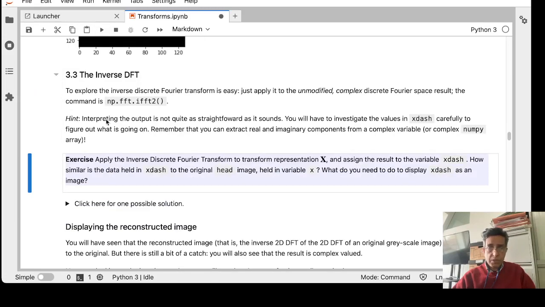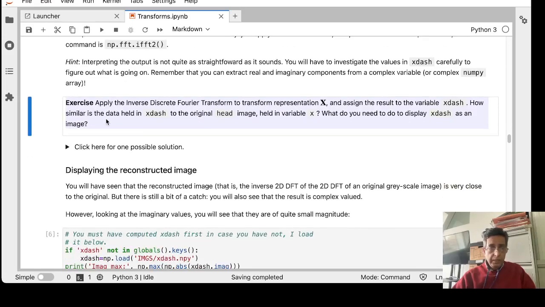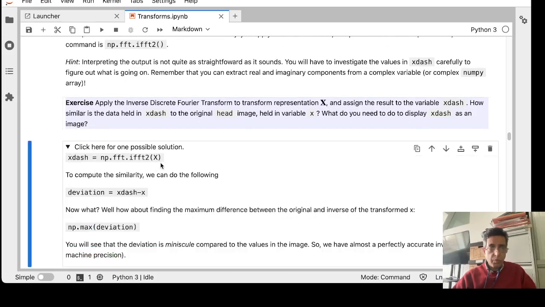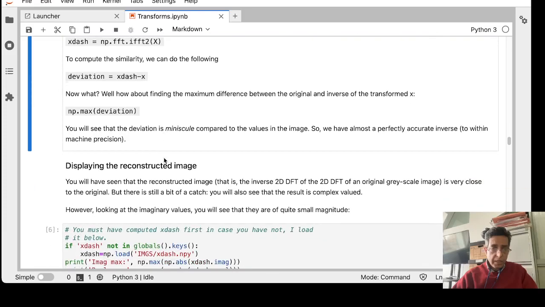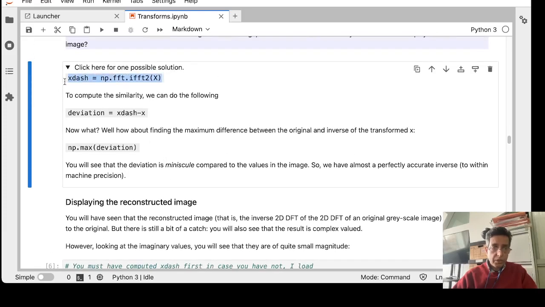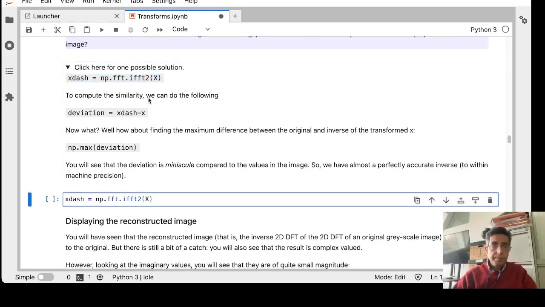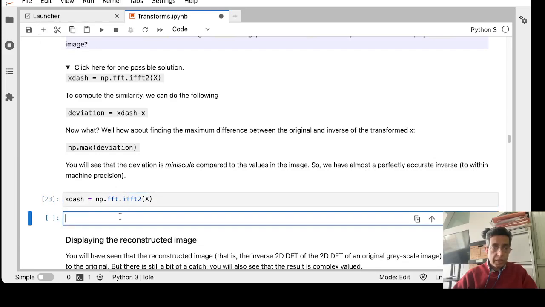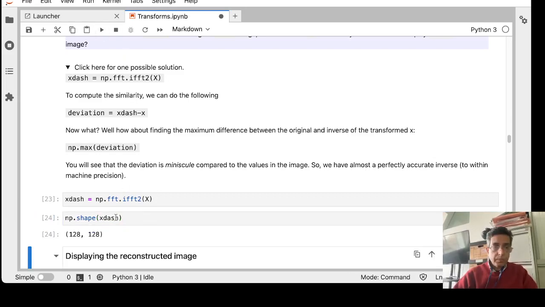Okay, if we take the inverse discrete Fourier transform, which I think is here somewhere. Yeah, so here it's being done here. Let's just see what that gives us. So we do that, and now if we examine what this result looks like, in p.shape, x dash, it's 128 by 128, which is the same as the size of the original image.